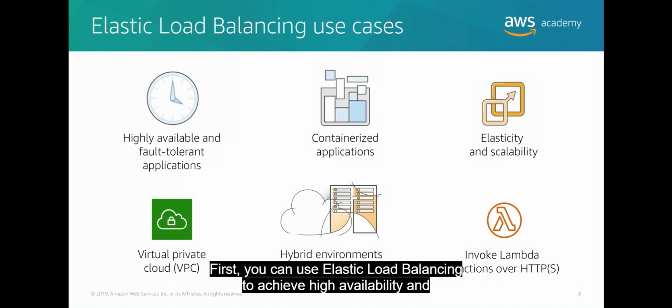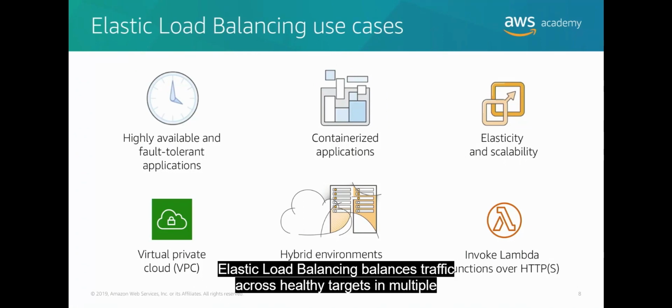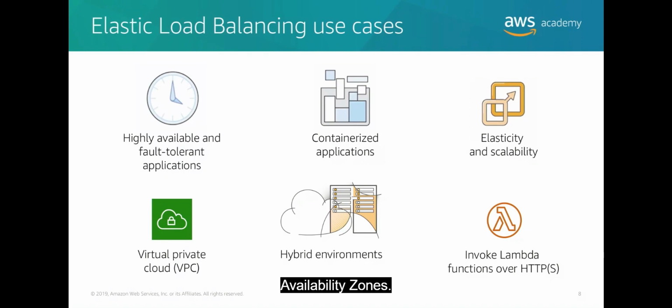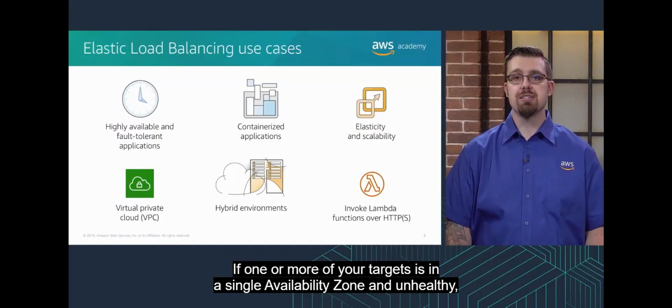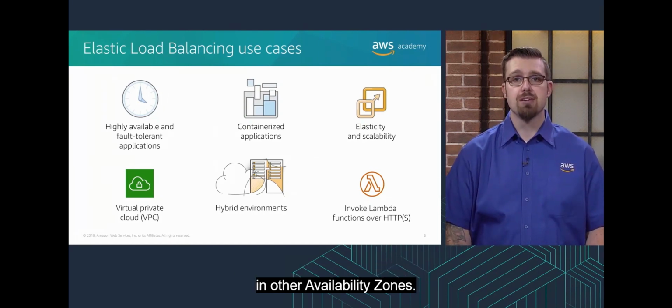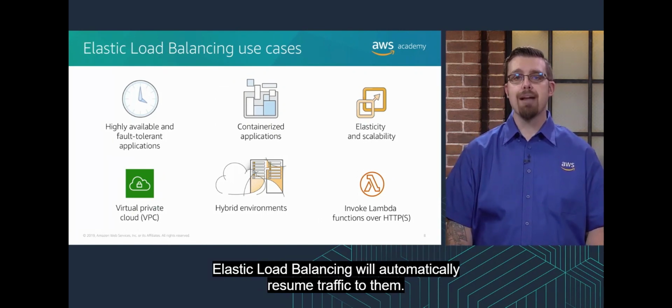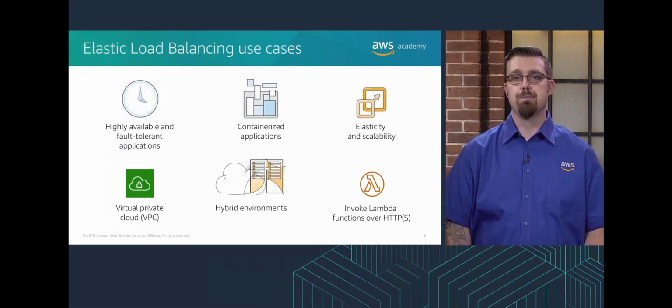First, you can use Elastic Load Balancing to achieve high availability and better fault tolerance for your applications. Elastic Load Balancing balances traffic across healthy targets in multiple availability zones. If one or more of your targets in a single availability zone are unhealthy, Elastic Load Balancing will route traffic to healthy targets in other availability zones. After the targets return to a healthy state, load balancing will automatically resume traffic to them.